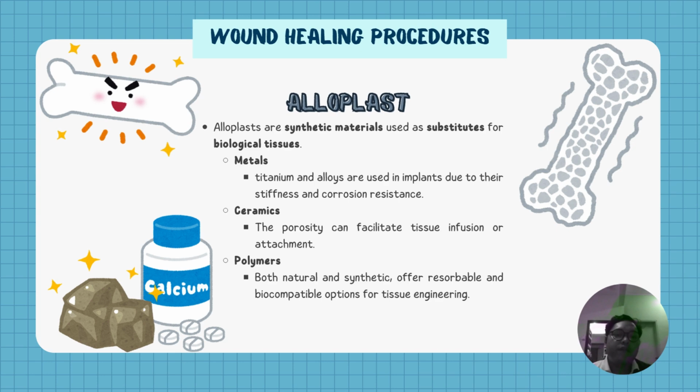Alloplasts are synthetic materials used as substitutes for biological tissues, such as metal, ceramic, and polymers. For metals, titanium and alloys are used in implants due to their stiffness and corrosion resistance. For ceramic, the porosity can facilitate tissue infusion or attachment. And lastly, polymers, both natural and synthetic, offer reusable and biocompatible options for tissue engineering.